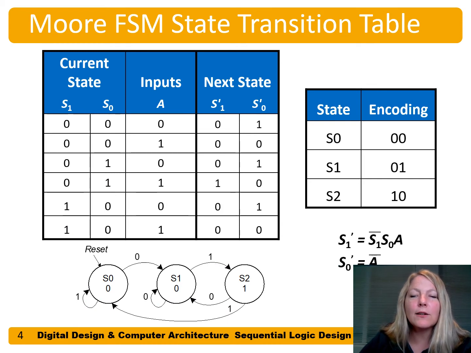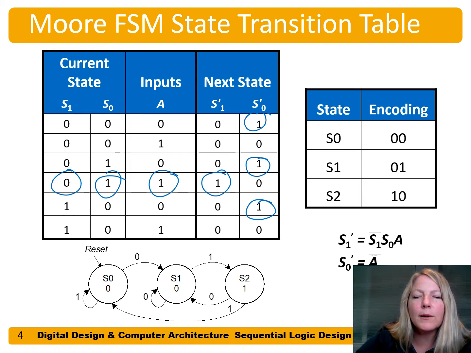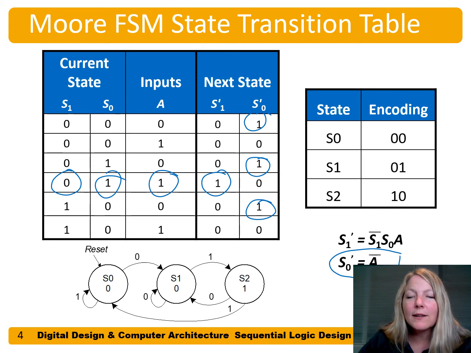And now we can write our next state equations. S1 prime is just S1 bar and S0 and A. S0 prime, you put this into a K-map too, or you write this out, and you can minimize it using a K-map or Boolean algebra. S0 prime is A bar. K-map is much easier. And so now we have our next state equations for our Moore FSM.